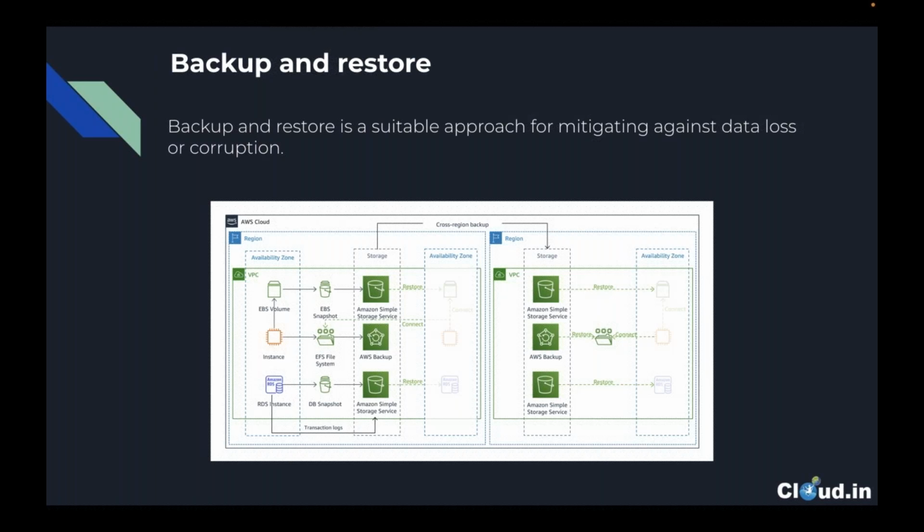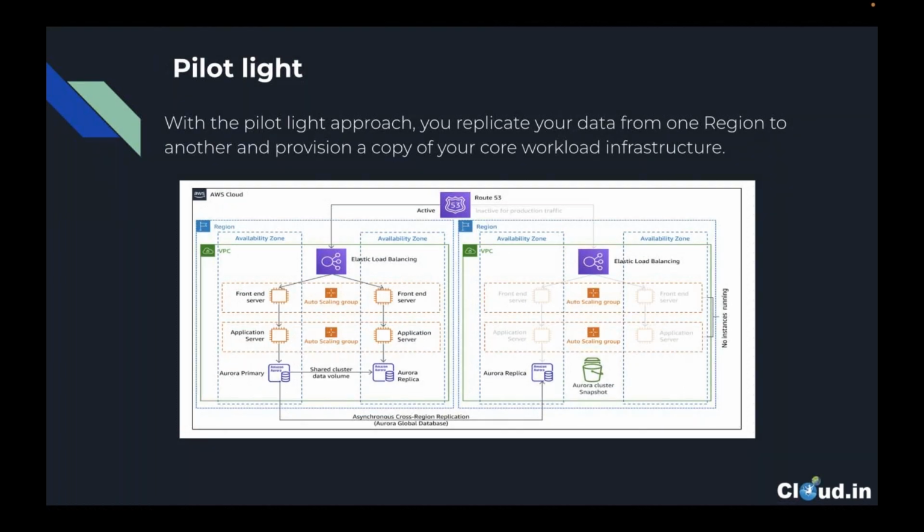Next, we have the pilot light strategy. So in a pilot light DR strategy, you maintain a minimal version of your production environment in AWS. This includes the core infrastructure components like the databases, application servers, and storage in your infra. So during a disaster, you can scale up and launch additional instances, restore data from backups, and redirect the traffic to the AWS environment that is hosted in another region in the pilot light DR strategy.